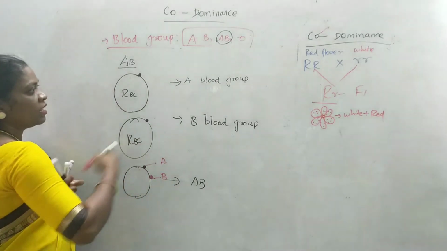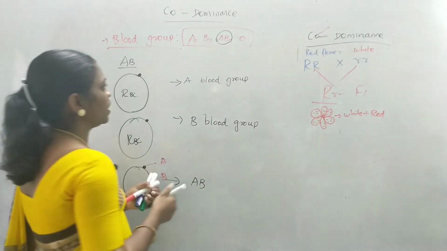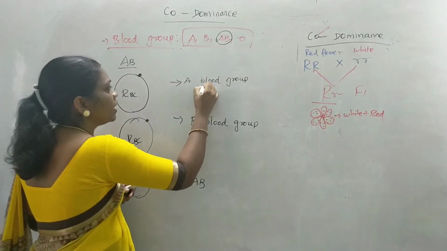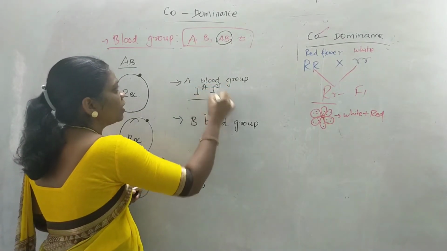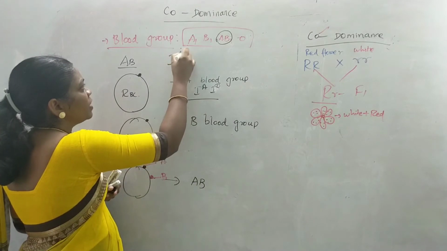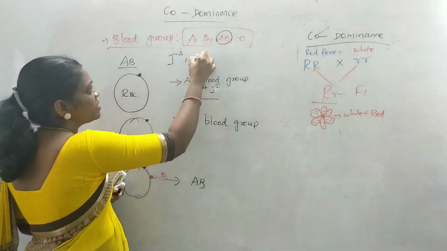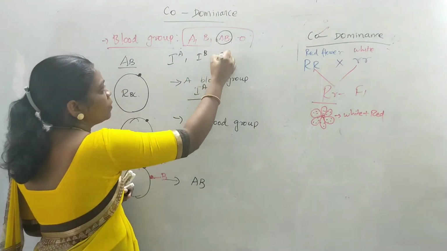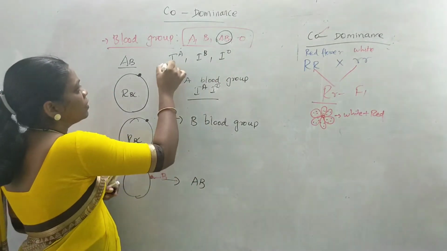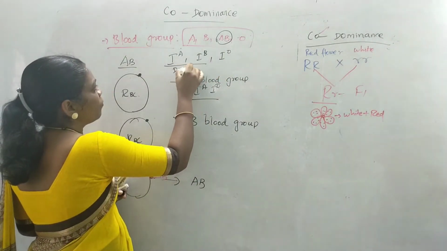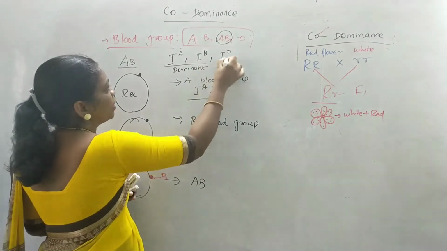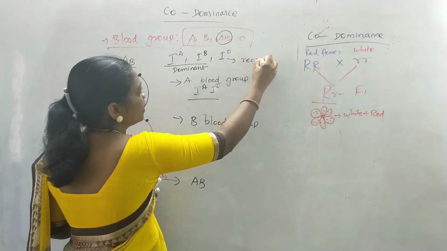If you take the alleles or genotype for this particular form, the genotype is IAIB. We know that there are three types of alleles that represent the blood group present in your bloodstream: IA, IB and IO. A and B are dominant forms and O is recessive.